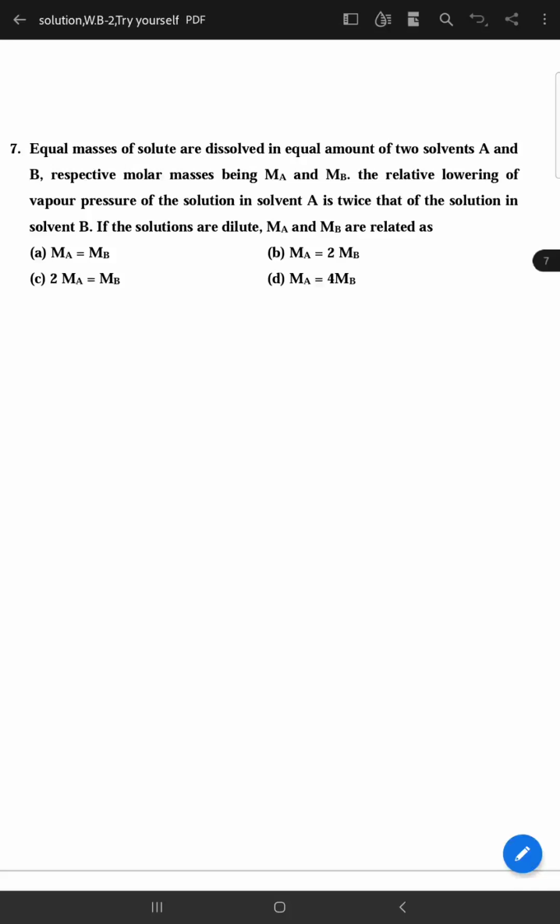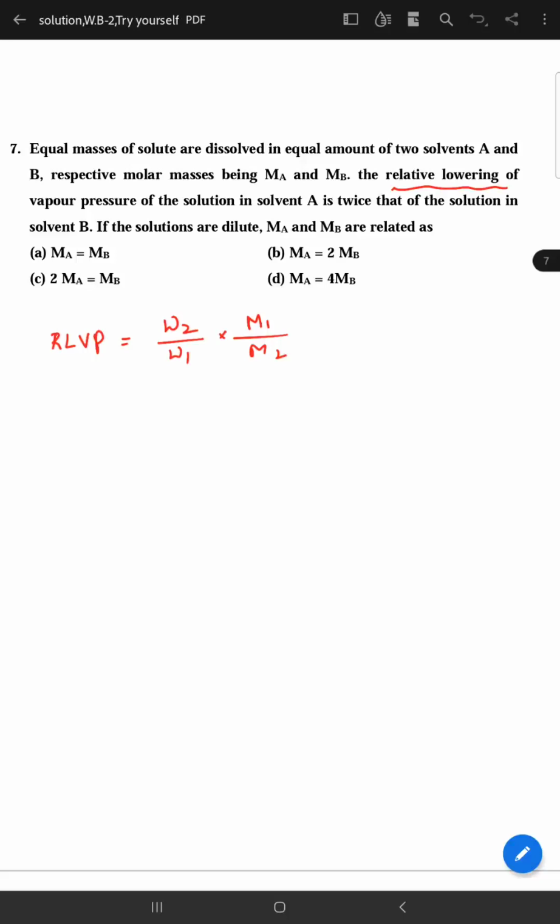So remember, they are talking about relative lowering of vapor pressure. So what you can write is the formula for RLVP. Generally, relative lowering of vapor pressure is given by the formula: mass of solute by mass of solvent into molecular mass of solvent by molecular mass of solute. So this is the general formula for RLVP.